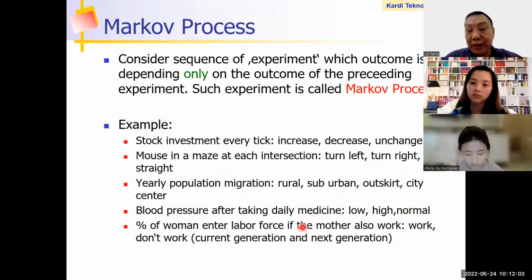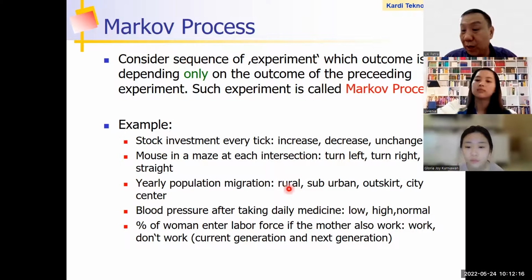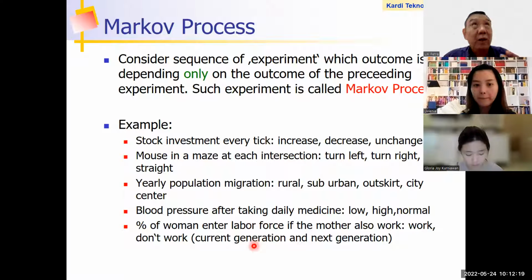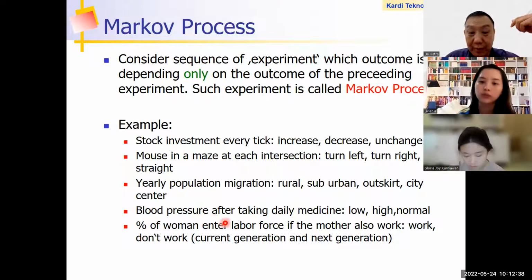In blood pressure, for example, daily, today is low blood pressure, tomorrow is high, maybe the next day is normal. So these are examples that you can put into a Markov process. Again, also social migration. Look, the time here is 1 generation instead of seconds or minutes. So an example here is the percentage of women entering the labor force if the mother is also working. So there are 2 states, work or not work.